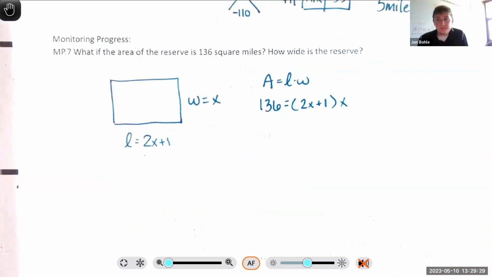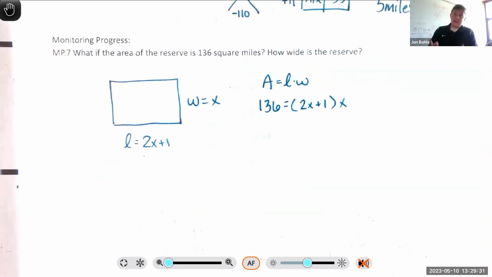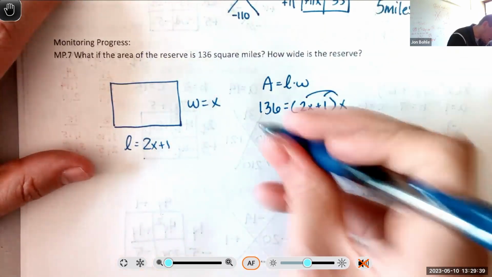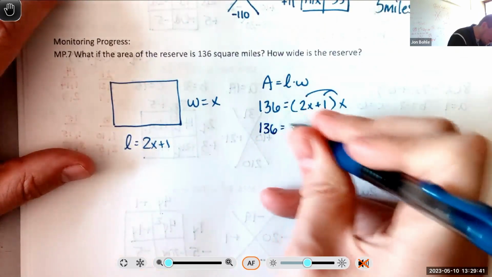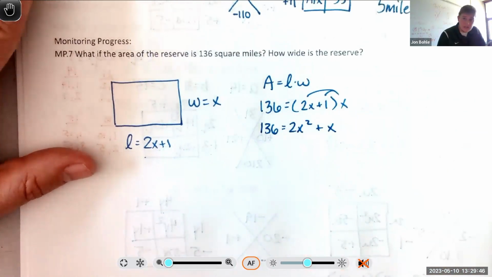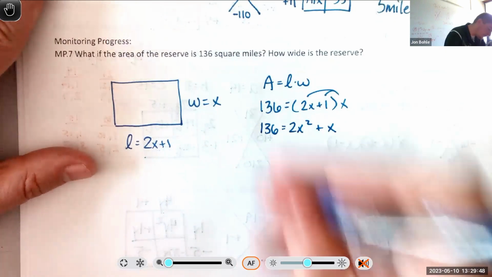Again, can't solve these problems if it's equal to 136, but you can solve it if it's set equal to 0, because you can use that powerful property, the zero product property. So that's exactly what I'm going to do. I'm going to distribute the x, get 136 is equal to 2x squared plus x. And then I'm going to set it equal to 0 by minusing 136 from both sides.